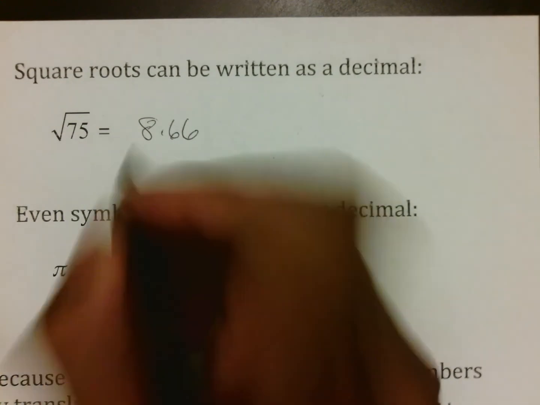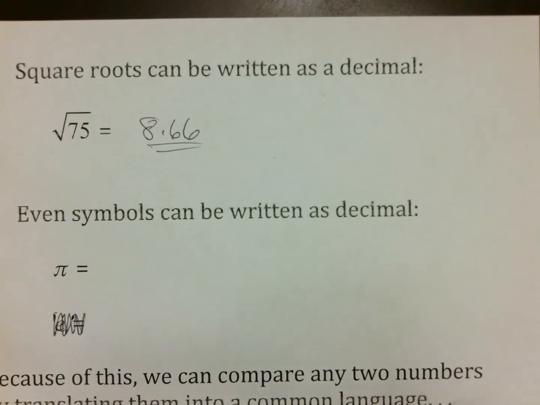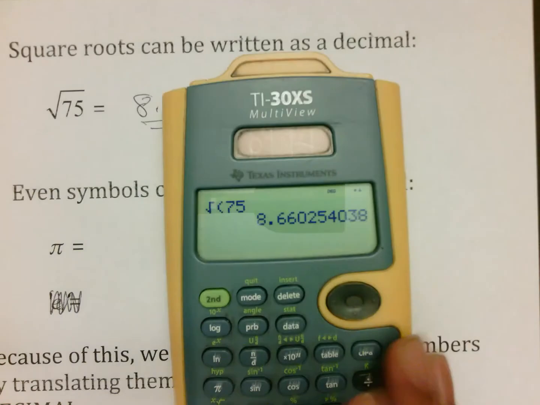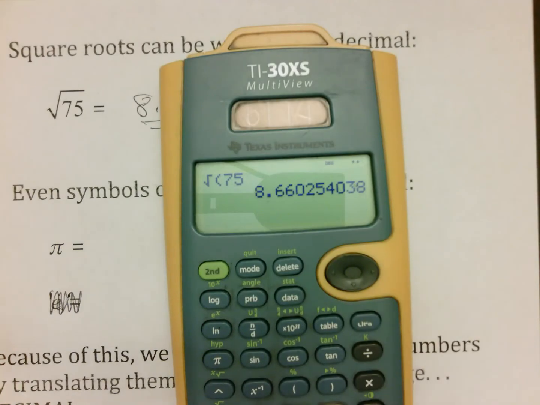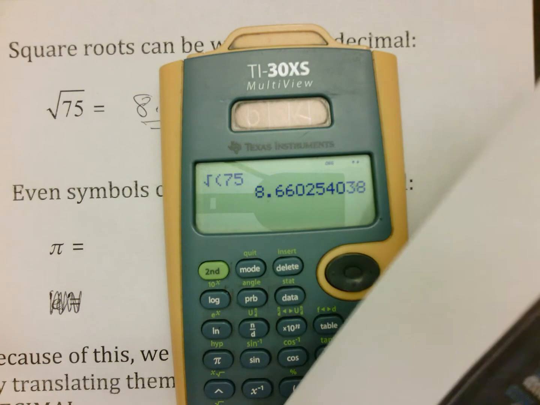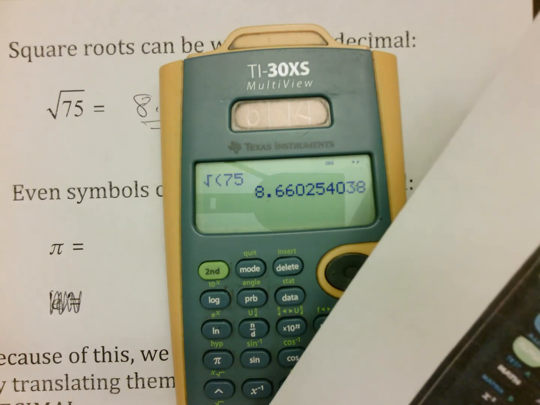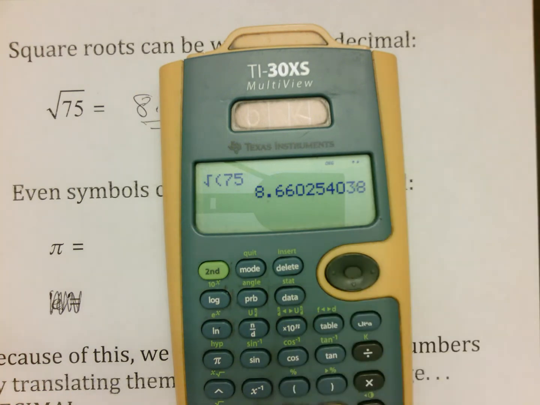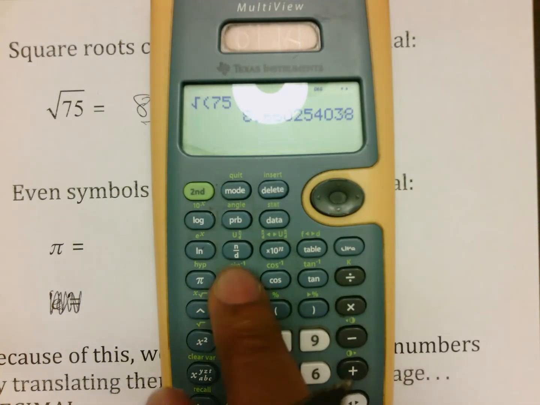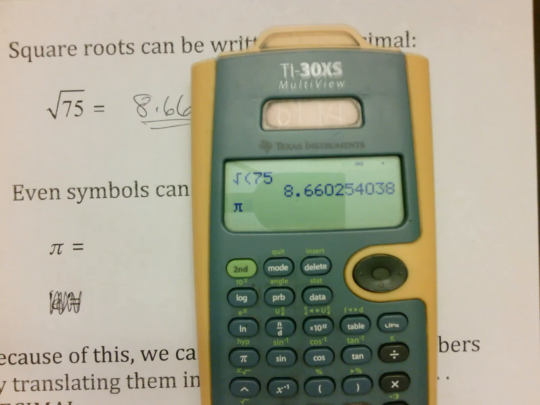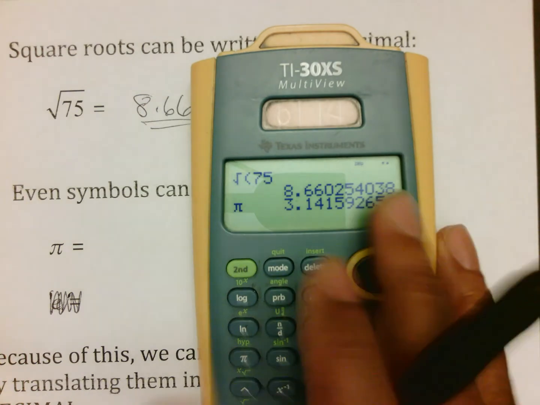But again, everything can be turned into a decimal, even symbols. And the only one we're going to look at is pi. I believe this even has a pi. No, it does not. Well, too bad for that calculator. But pi can even be turned into a decimal, which I can show you on your own calculator. By hitting pi, it turns into a decimal of 3.14. I think some of you remember that from working with circles.